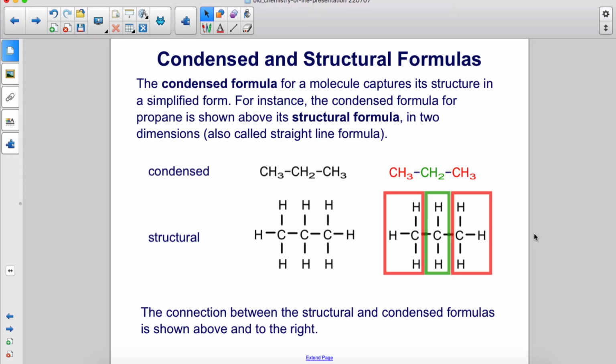The condensed formula for a molecule captures its structure in a simplified form. For instance, the condensed formula for propane is shown above its structural formula in 2 dimensions. So here's the structural, here is the condensed. The connection between the structural and condensed formulas is shown above and to the right.